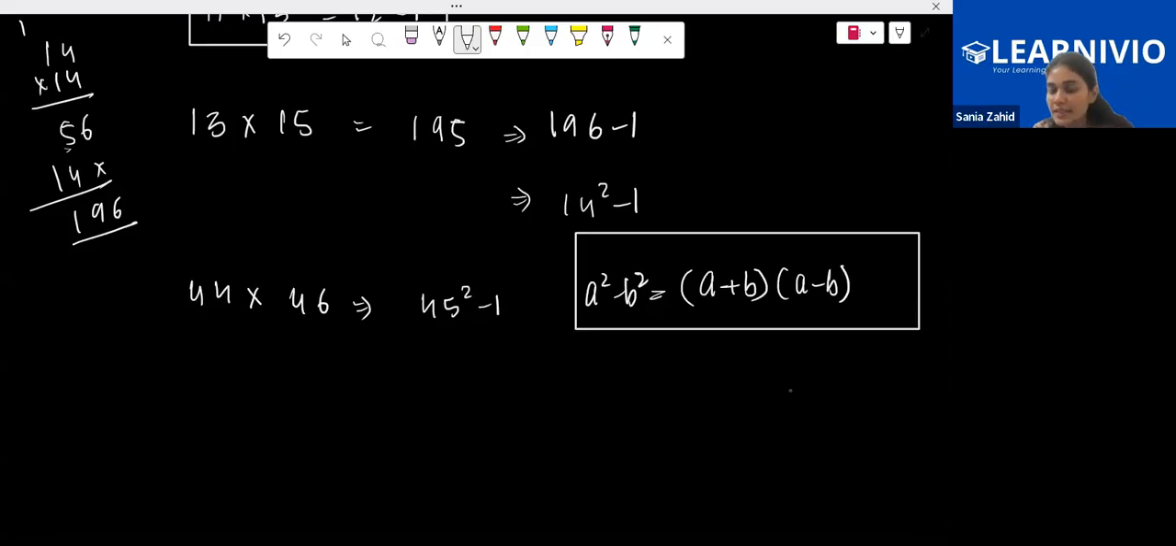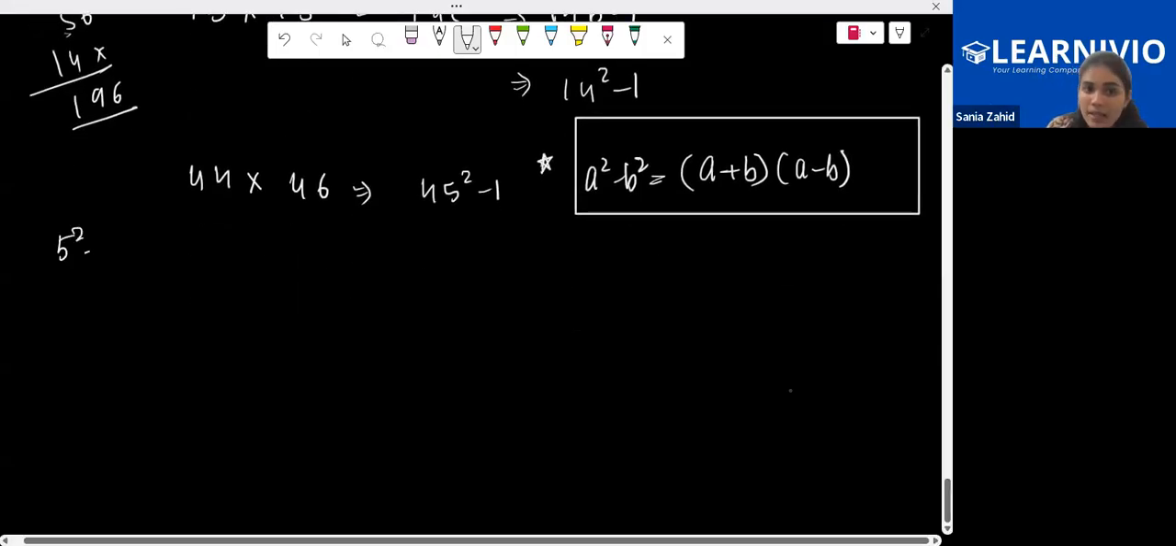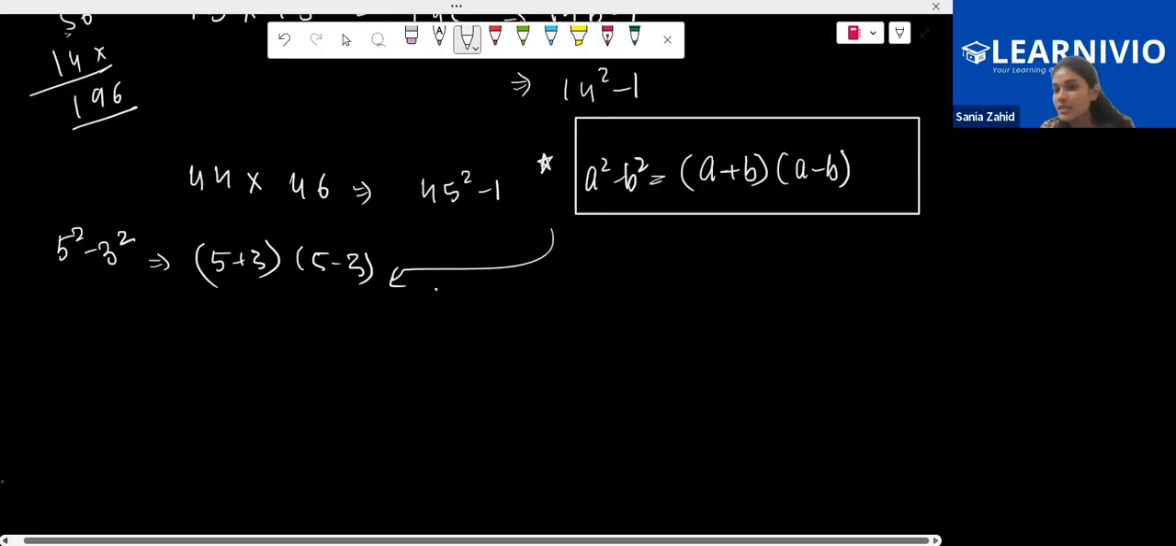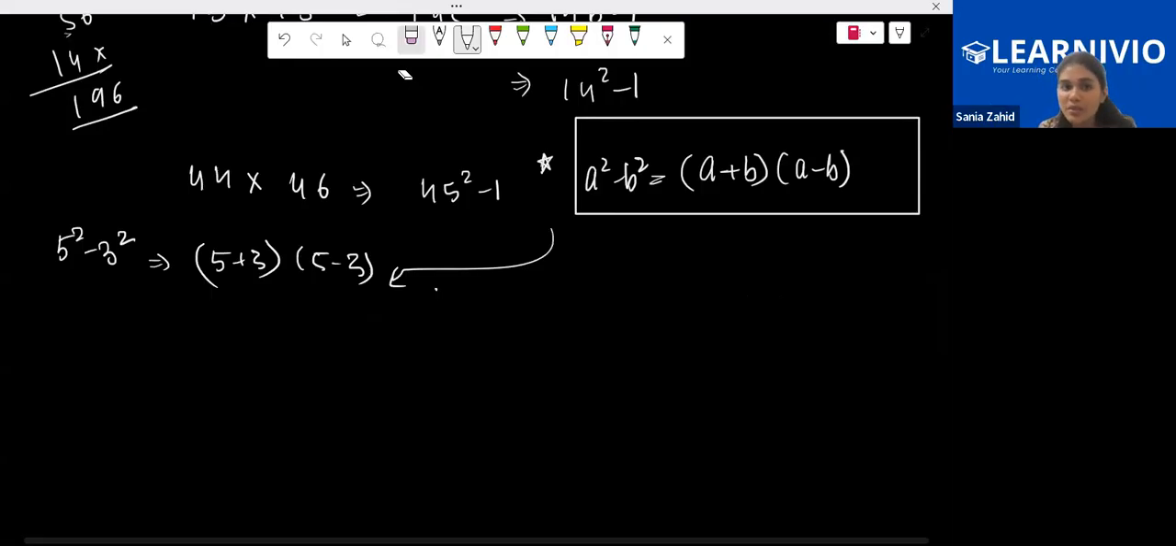See children, this is an identity of algebraic expressions: whenever I have two numbers and I square them and subtract, it is equal to the sum of the two numbers times the difference of the two numbers. Let's say I have 5 square minus 3 square. So what does it become? It becomes 5 plus 3 and 5 minus 3. This is how we solve it. So remember this now.